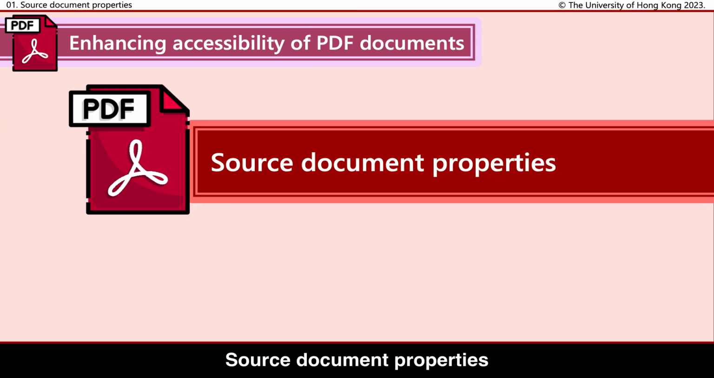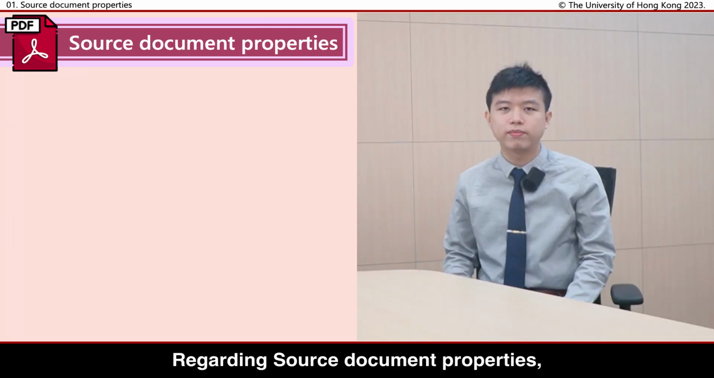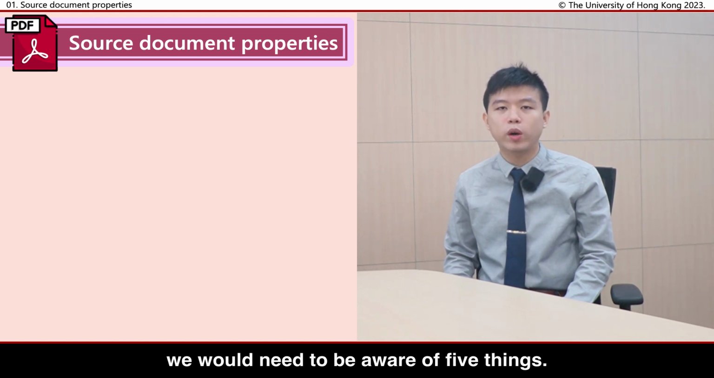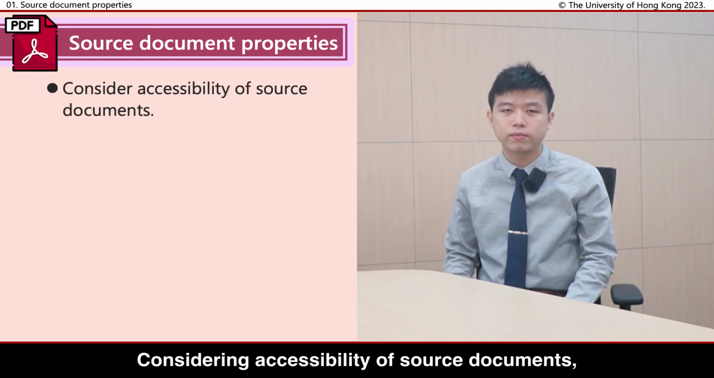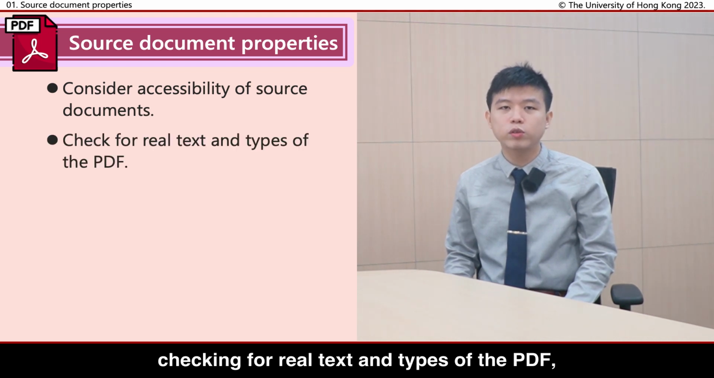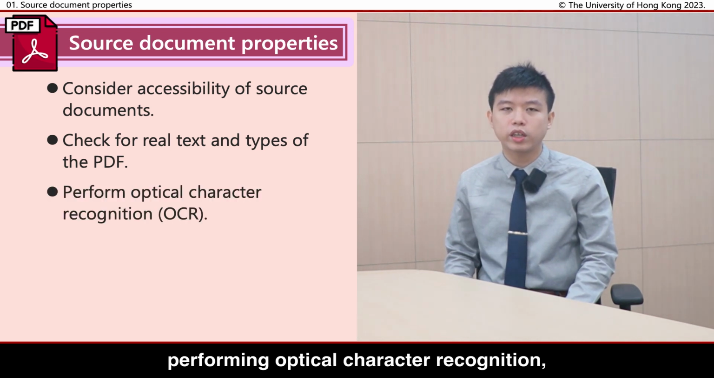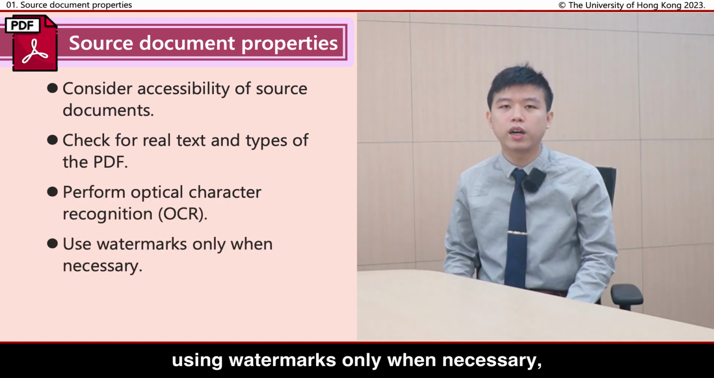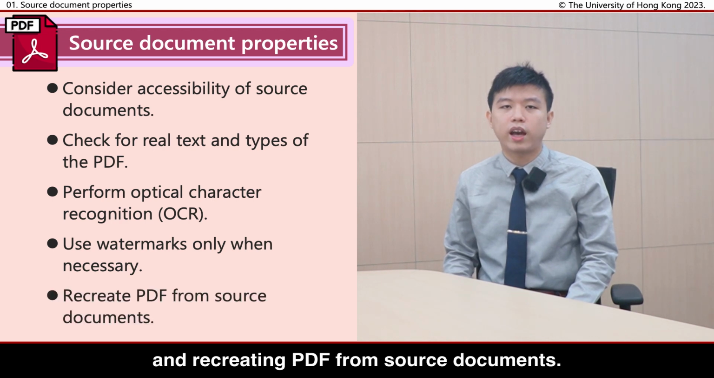Source document properties. Regarding source document properties, we would need to be aware of 5 things. Considering accessibility of source documents, checking for real text and types of the PDF, performing optical character recognition, using watermarks only when necessary, and recreating PDF from source documents.